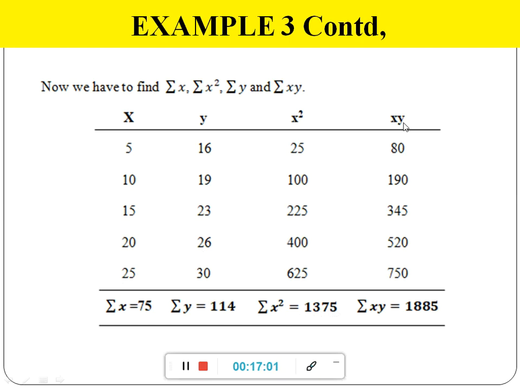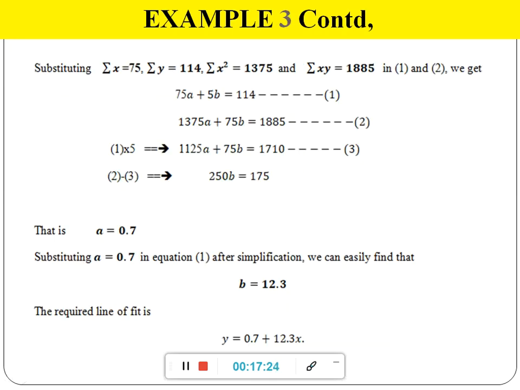Last column is x into y. That is, multiply x and y. 5 into 16 is 80. 10 into 19 is 190. 15 into 23 is 345. 20 into 26 is 520. 25 into 30 is 750. Add all the values of xy, gives summation xy is 1885.